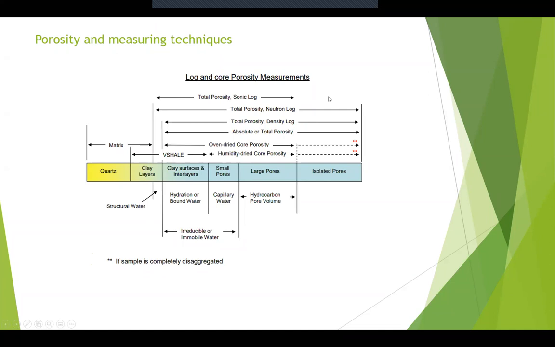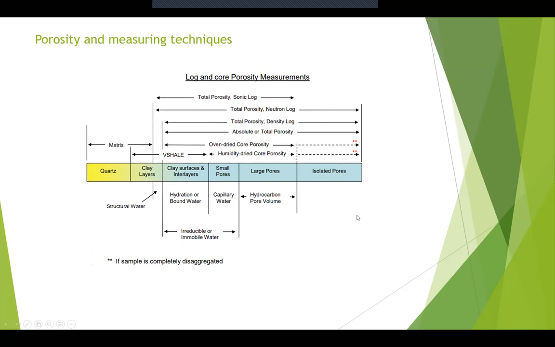And this is sometimes useful, because if we have density neutron, or if we have sonic logs, and if we have isolated or secondary porosity, then we can infer it from these tools. Just by subtracting the sonic porosity from the total porosity for each log here, we can get this secondary porosity. By subtracting this one from this one, you can get this part. So it gives an index or indication of the secondary or isolated porosity if we have sonic and the other logs.